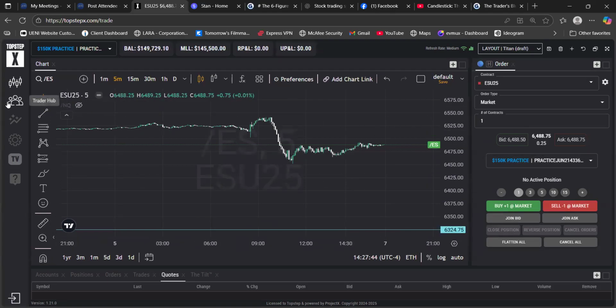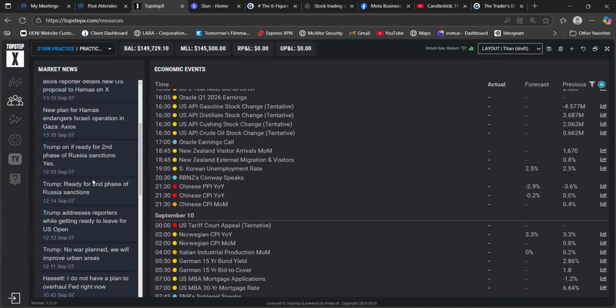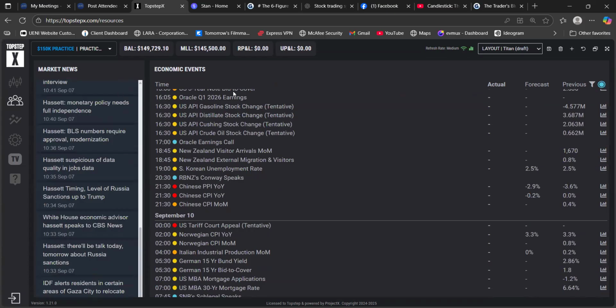Okay. Over here, they got the Traders Hub, which gives you all of the news and everything that's going on, and you can get involved with this if you like. I've never even touched this. I don't care what's going on.